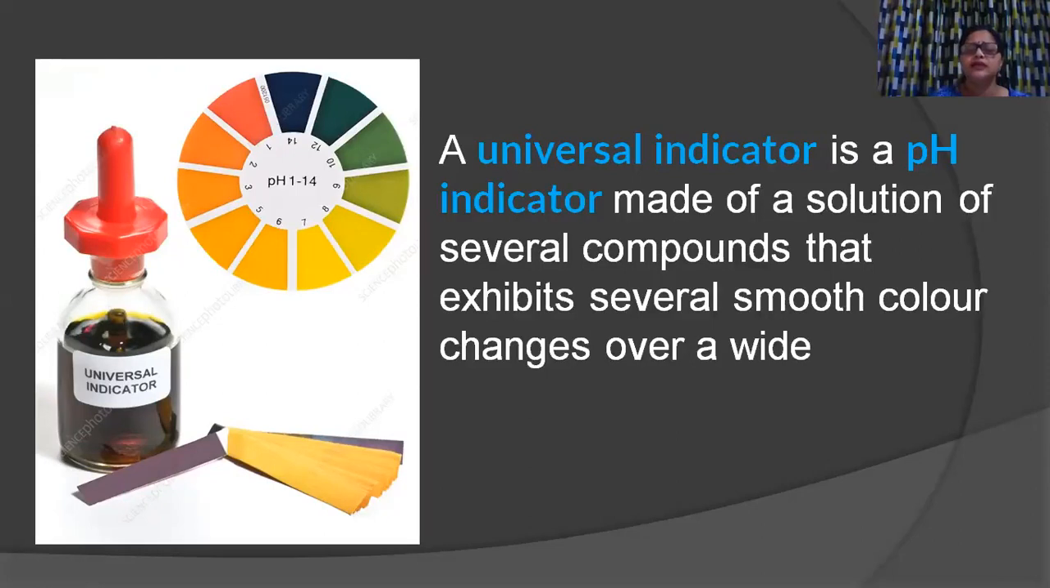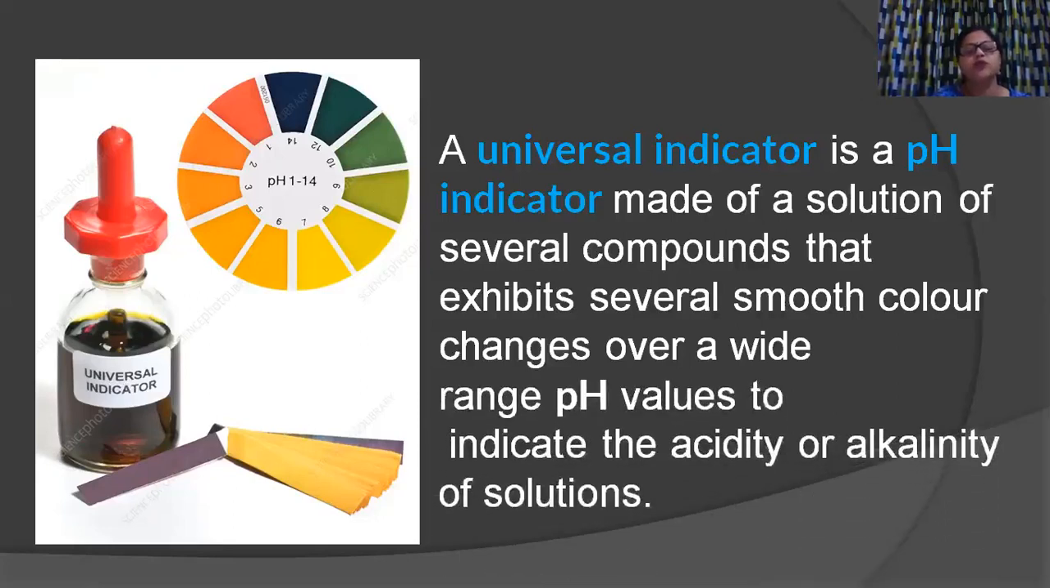A universal indicator is an indicator made of a solution of several compounds that exhibits several smooth color changes over a wide range of pH values to indicate the acidity and the alkalinity of solutions. You can see over here the common universal indicator which we use in the lab is universal indicator in the form of pH paper. This is pH paper which is initially yellow in color, but it changes its color depending upon the solution you are putting it.